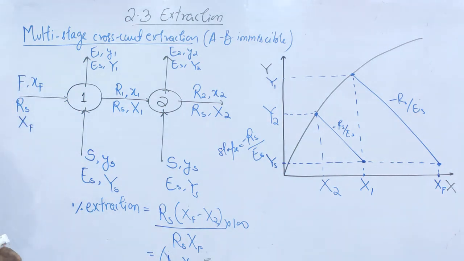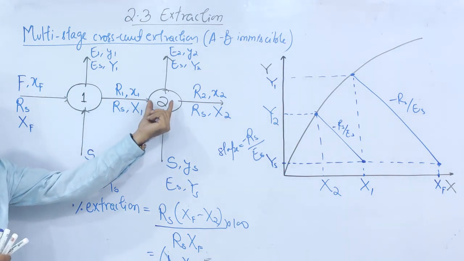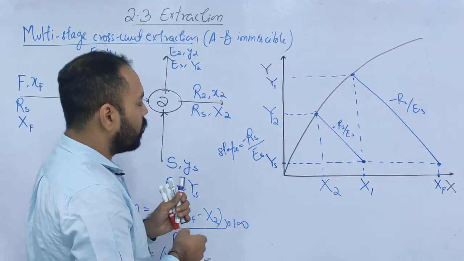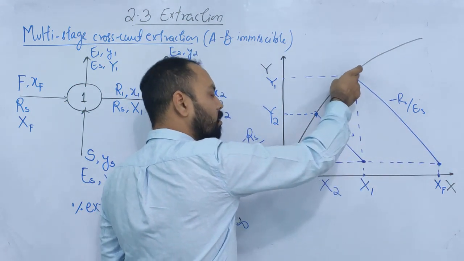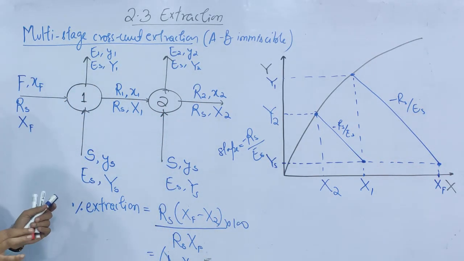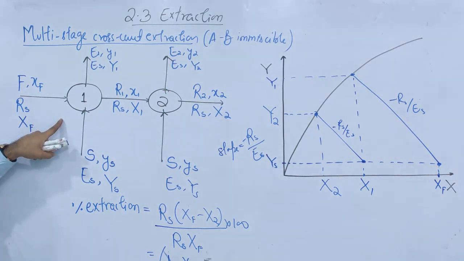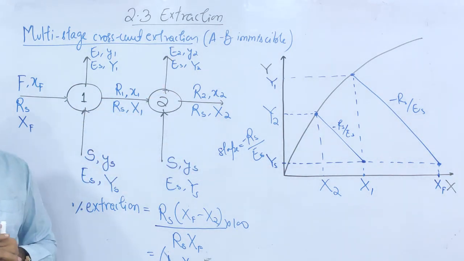Many students, when this kind of question comes in the examination, think that the amount of solute removed in this stage and the amount of solute removed in this stage are the same. But this is not so, and it is very clear from the graph. You can see here that in the first stage, you are present here and the equilibrium is here, and this gap denotes the driving force. So in the first stage, the driving force is very high, and definitely in the first stage, more solute is removed. In the consecutive stages, comparatively less solute is removed.